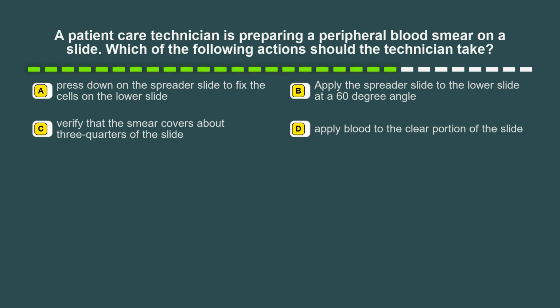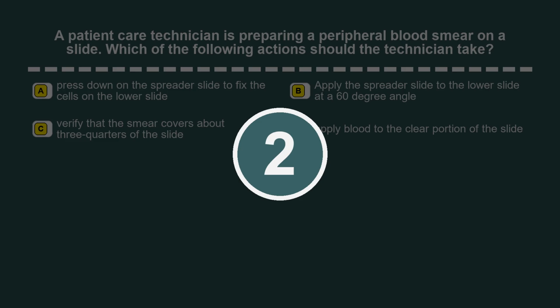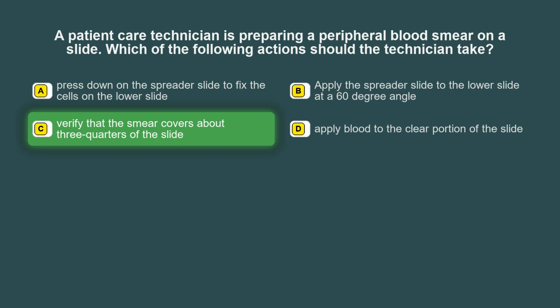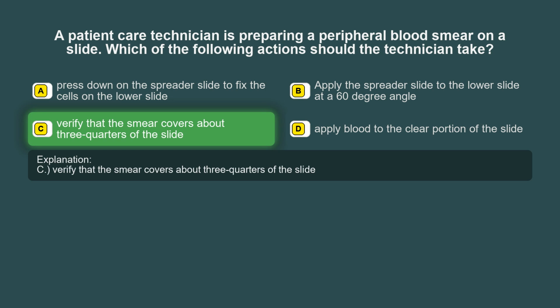Question 16. A patient care technician is preparing a peripheral blood smear on a slide. Which of the following actions should the technician take? Option A, press down on the spreader slide to fix the cells on the lower slide. Option B, apply the spreader slide to the lower slide at a 60-degree angle. Option C, verify that the smear covers about 3/4 of the slide. Option D, apply blood to the clear portion of the slide. The correct answer is option C, verify that the smear covers about 3/4 of the slide.